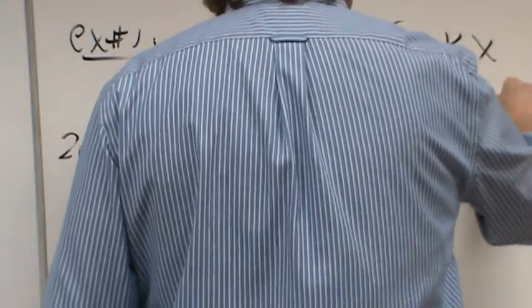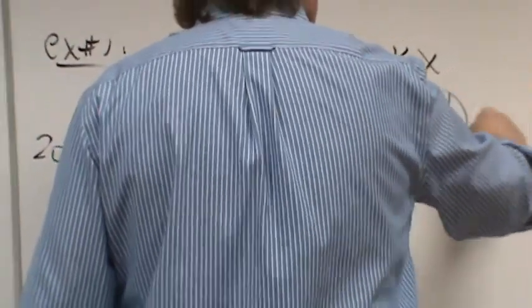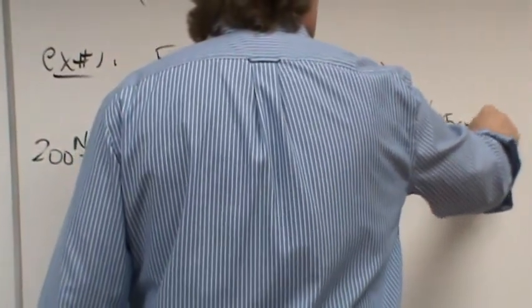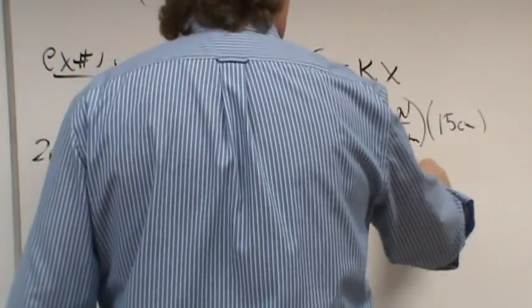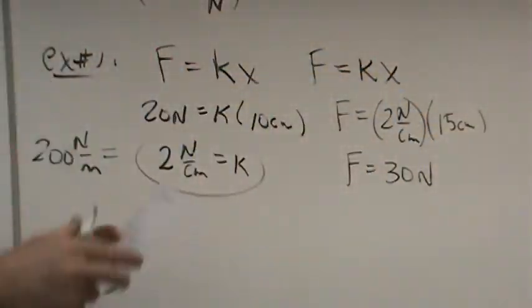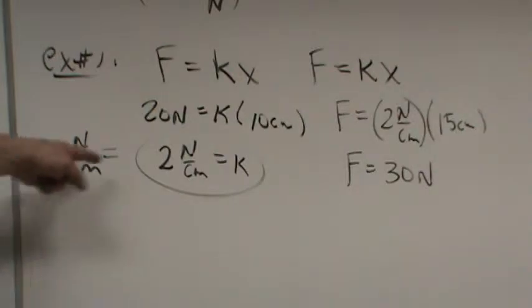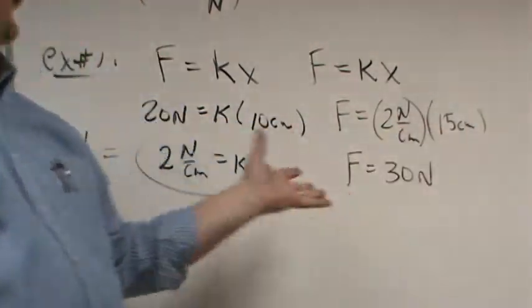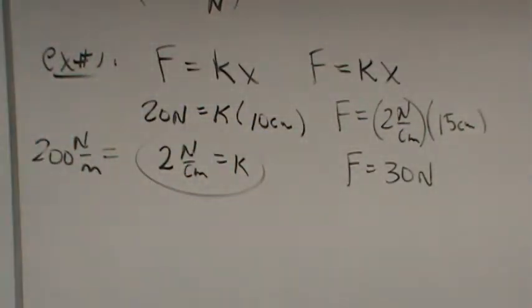Alrighty, so now let's go ahead and do this. F equals 2 newtons per centimeter, and I want to get a 15 centimeter stretch, so I get a force of 30 newtons. Unless I'm a Ravi, in which case I would have 200, and this would be 0.15, and I'd get 30. How many people got 30? Okay, good. So that's it. That's the nuts and bolts of plugging into F equals kx.